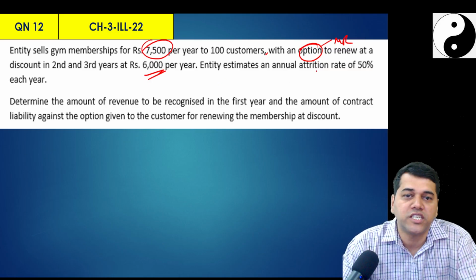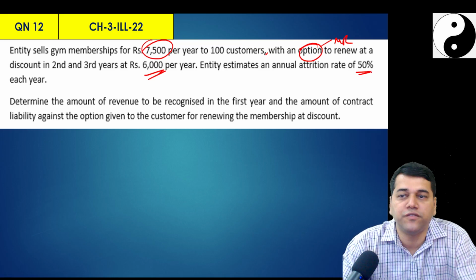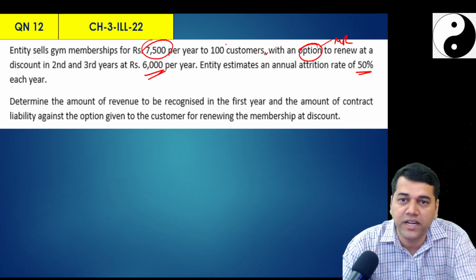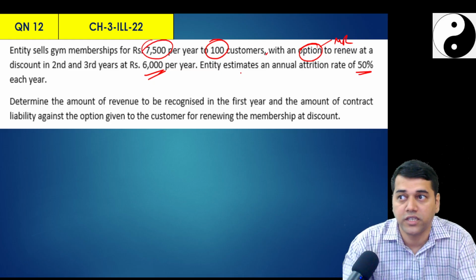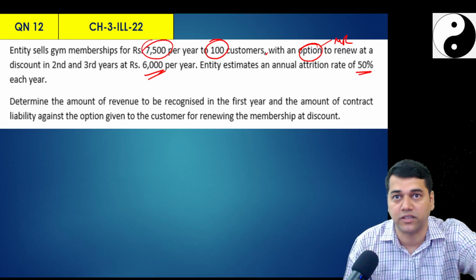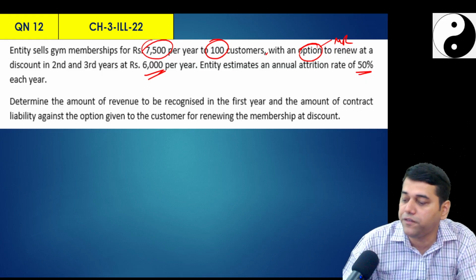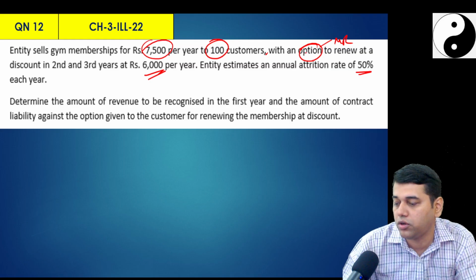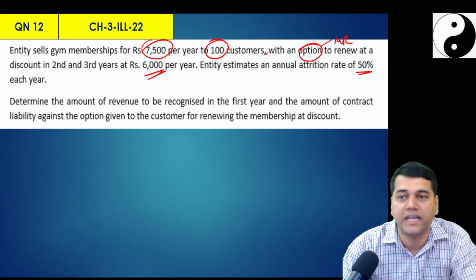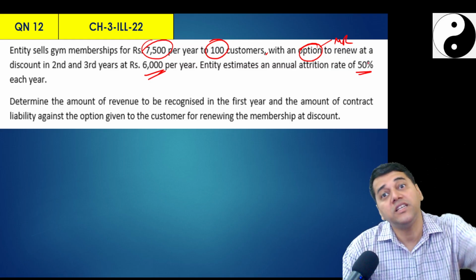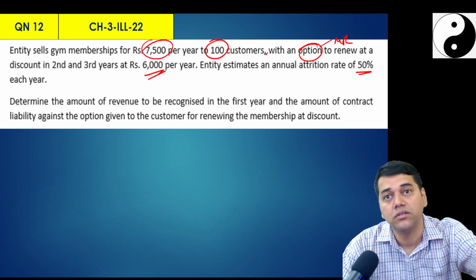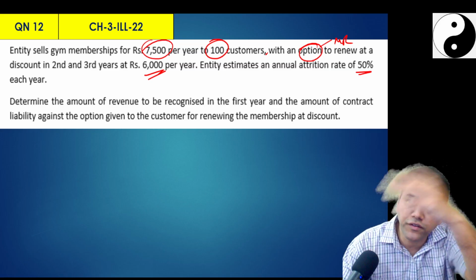Now, they estimate the attrition rate is 50% every year. That means if 100 have come today, your one contract is actually meant for 3 years. But 100 come today, next year only 50 may enroll with you, not all. Because why? Attrition is 50%. And the third year, how much will renew? 25, because out of 50 also some people will leave.